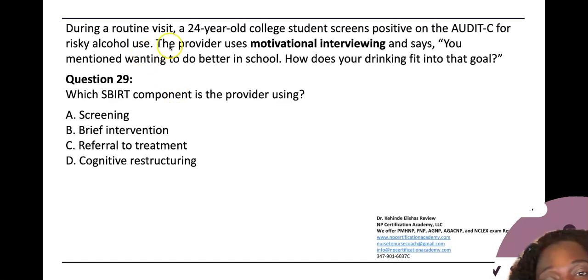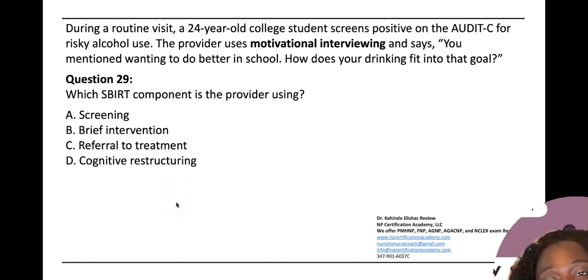The next question, 41. During a routine visit, a 24-year-old college student screens positive on the AUDIT-C for risky alcohol use. The provider uses motivational interviewing and says, "You mentioned wanting to do better in school. How does your drinking fit that goal?" What SBIRT component is the provider using? A. Screening. B. Brief intervention. C. Referral to treatment. D. Cognitive restructuring. Please drop your answer in the chat.